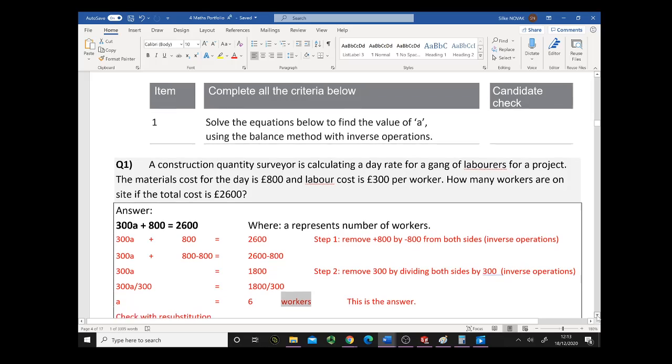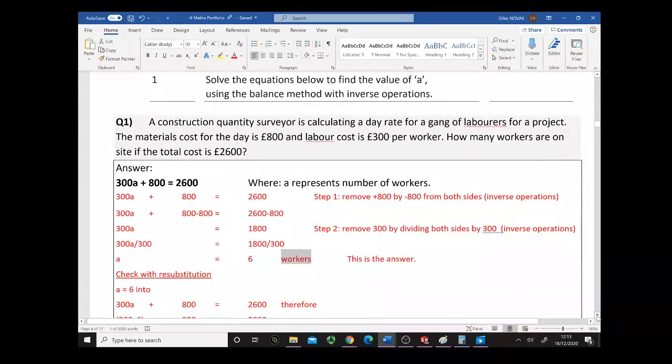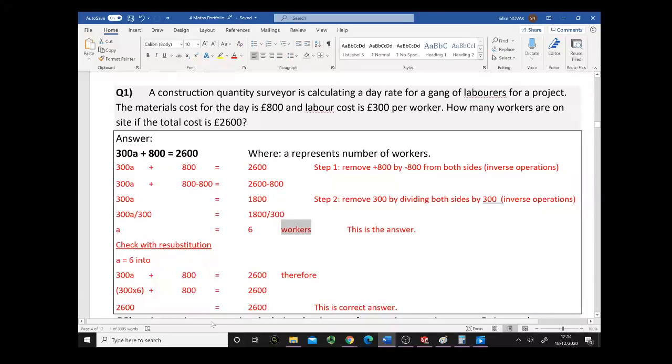Okay, so just to check my answer, resubstitute that A equals 6. We just worked it out, 6 workers. So 300 times the number of workers, 300 times 6, put it back into that equation. And then as long as it balances, then you are correct, okay? Because that's what the equal sign is, it's balancing. All right. So that's that one.